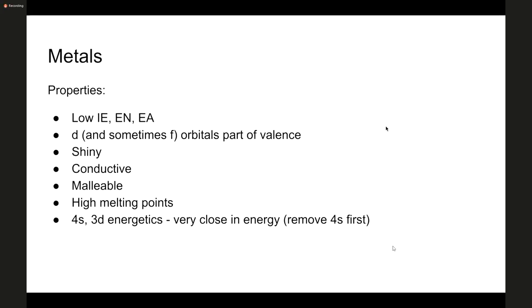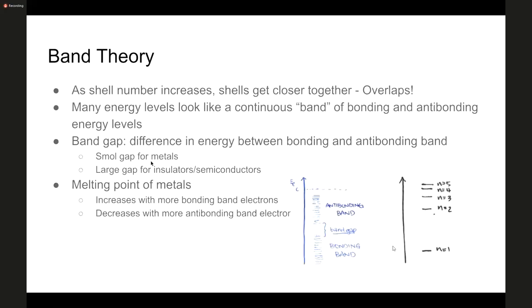Then we have band theory. As the shell number increases, the shells get closer together and you have these overlaps. So here you have your band gaps, and you have your bonding band and your antibonding band. And it just looks like this continuous band. Then your band gap is this small difference. So it's a small gap for metals and a large gap for insulators and semiconductors. And then the melting point of metals increases with more bonding band electrons and decreases with more antibonding band electrons. The more electrons you have in bonding, the higher the melting point. And then more in antibonding decreases the melting point.